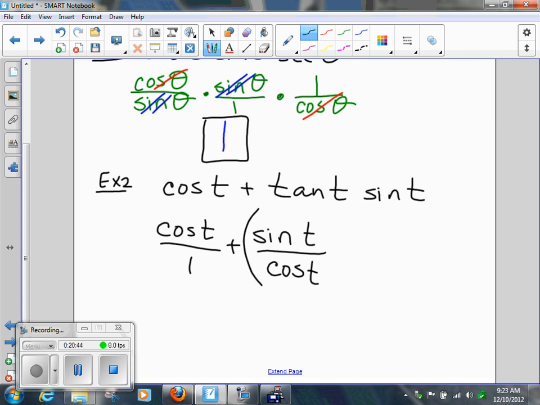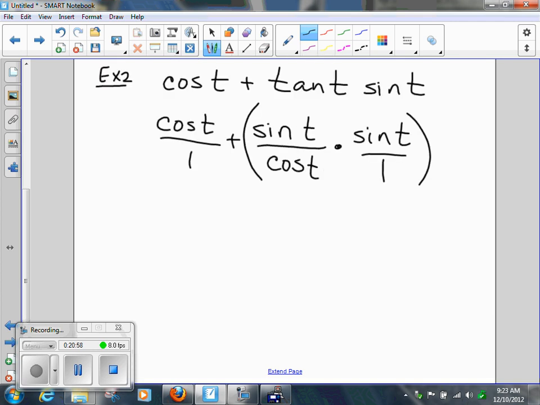Did I not do that? Oh. What are we going to do now? Say what? No, why don't they cancel? That one's in parentheses, but that's not why they don't. I'm adding, so I can't cancel when we're adding or subtracting. Got to get common denominators.